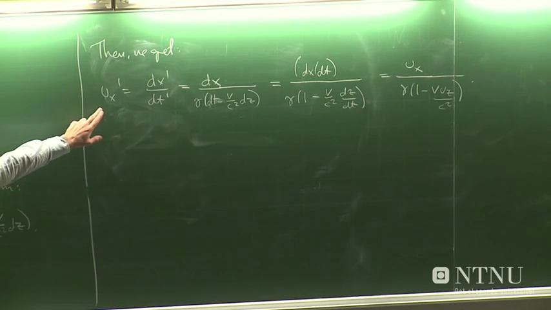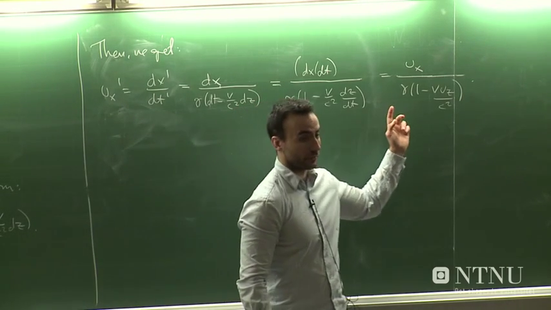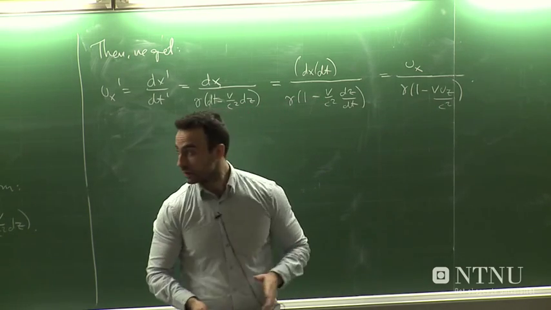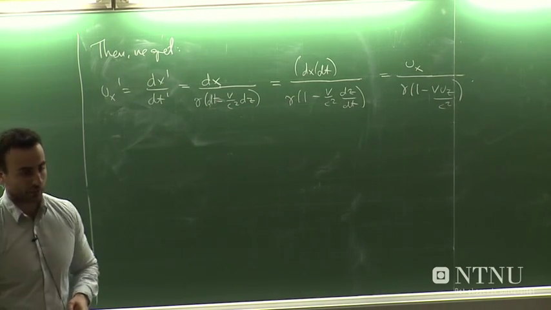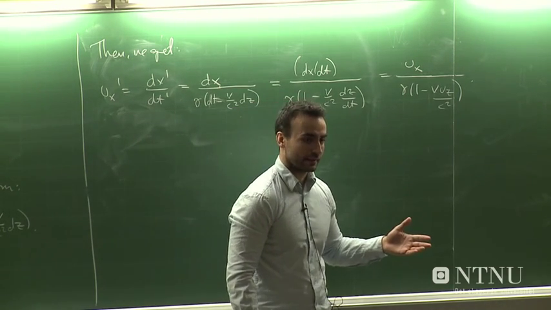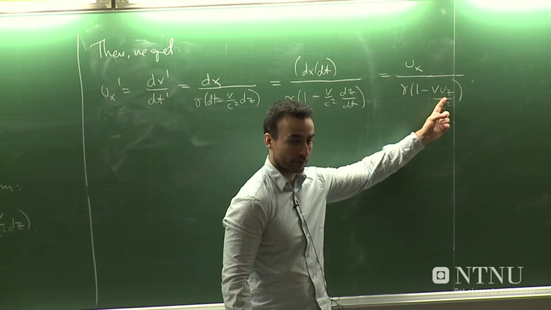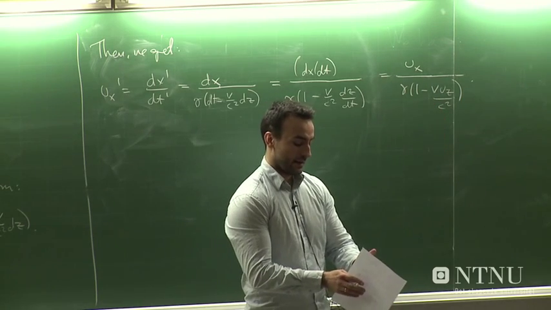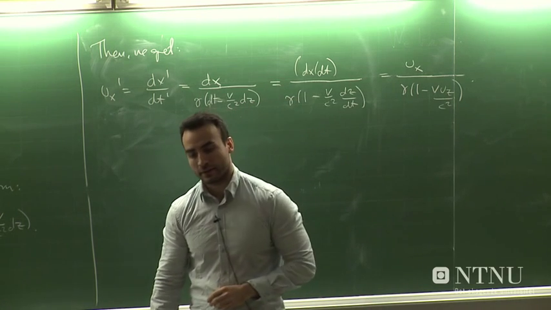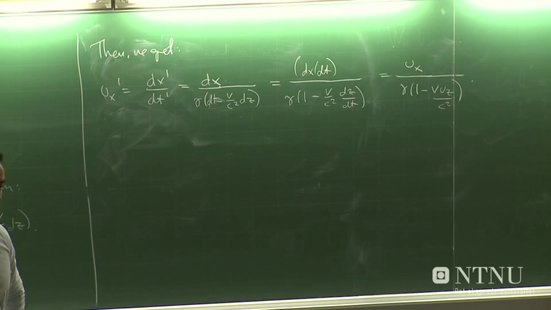So we see here that ux prime is expressed as ux divided by this factor. So it depends on the relative velocity of the two coordinate systems. But interestingly, the velocity in the x direction actually depends on the velocity in the z direction of the particle. It depends on the relative velocity of the two coordinate systems, but it also depends on the z component of the particle's velocity.